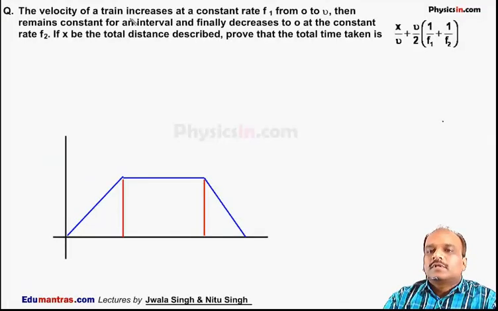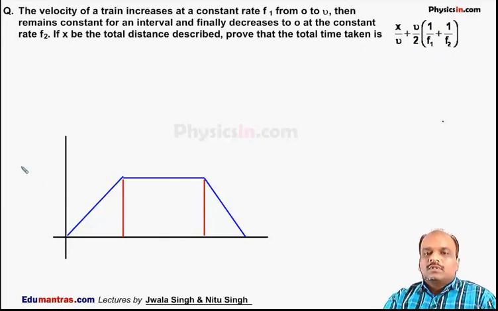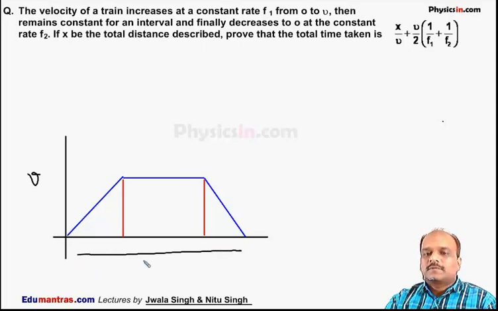The velocity of a train increases at constant rate f1 from 0 to v, then it remains constant for an interval and finally decreases to 0 at a constant rate f2. If the total distance described by the train is x, then we have to prove that the total time taken is x by v plus v by 2 bracket 1 by f1 plus 1 by f2. Now, this is the velocity and this is the total distance traveled by the train.